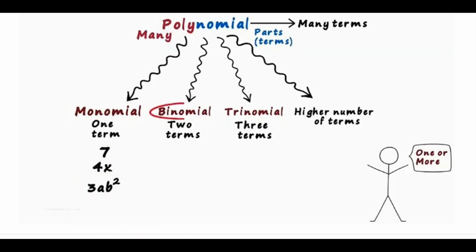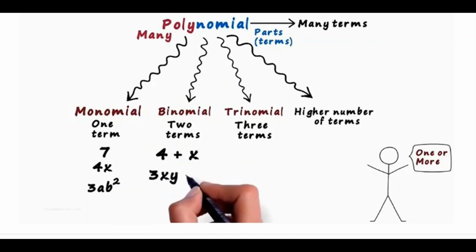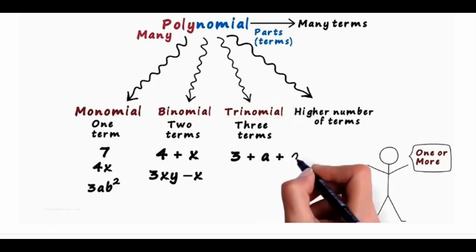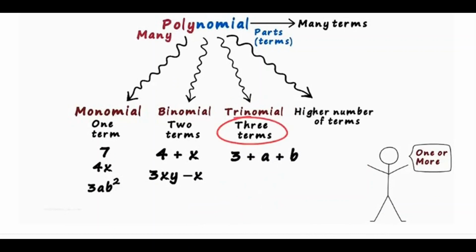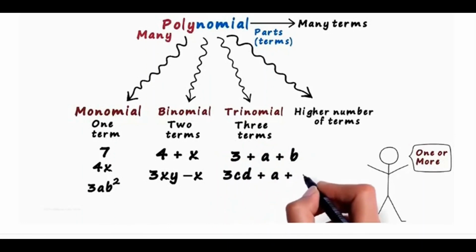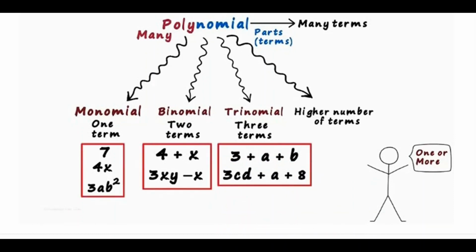An example of a binomial would be 4 plus x. The plus sign separates the terms. Another example would be 3xy minus x. An example of a trinomial would be 3 plus a plus b. It has three terms: 1, 2, and 3. Or maybe 3cd plus a plus 8. Again, let me remind you, all these examples you have seen are polynomials.